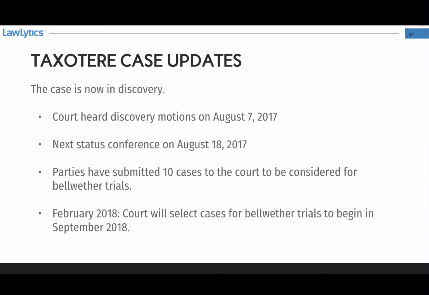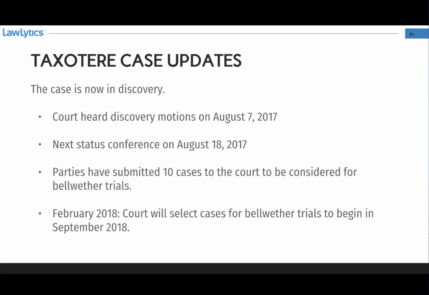So where we stand now is the case is in discovery. And the court heard discovery motions on August 7th and held a status conference on August 18th. And at that conference, all of the parties were to submit letter briefs to the court concerning a master discovery protocol.